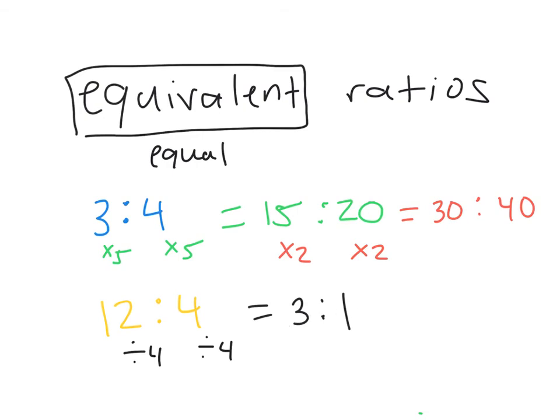Now remember, you can also write ratios as fractions. So if I were to look again, I could see that my ratio of 12 to 4 is equal to 3 to 1, which can also be written as a fraction. And here we can see the relationship between ratios and fractions.